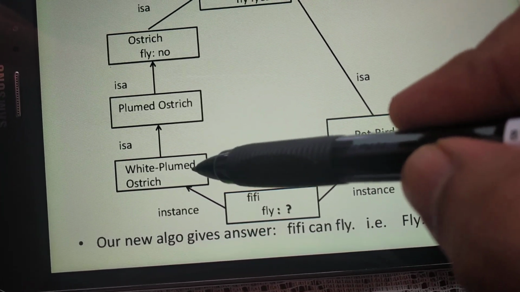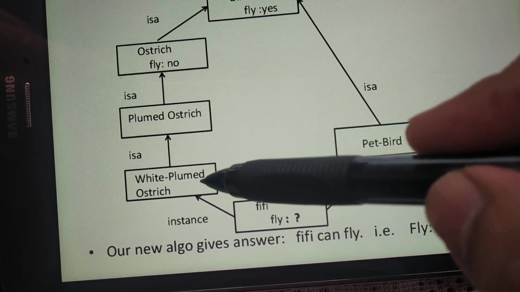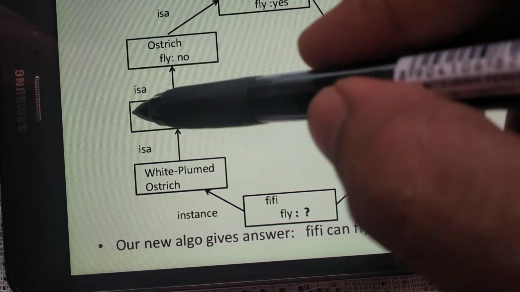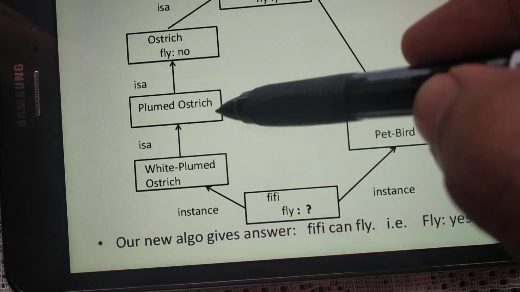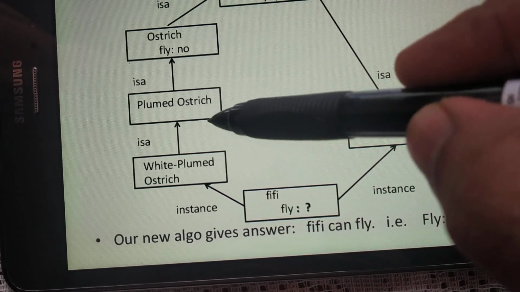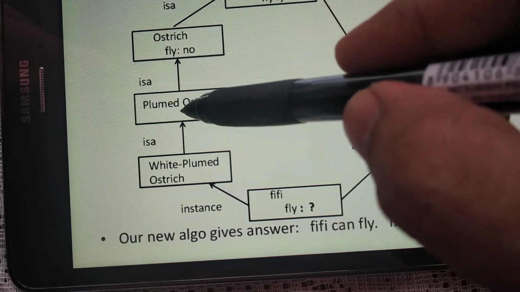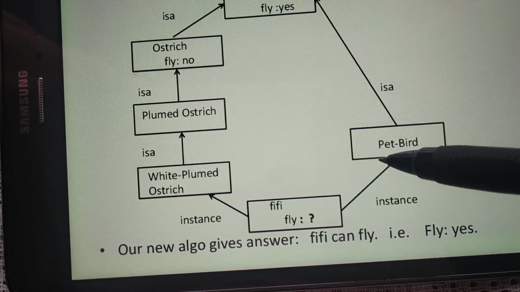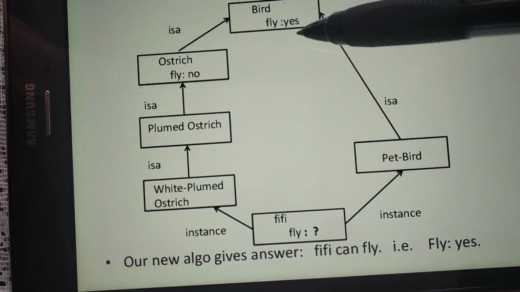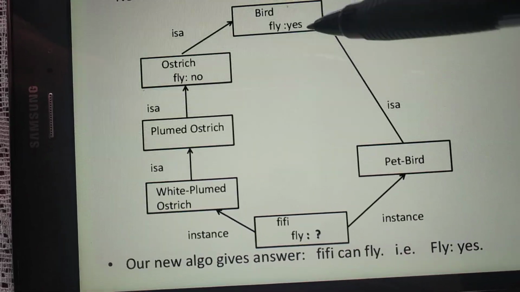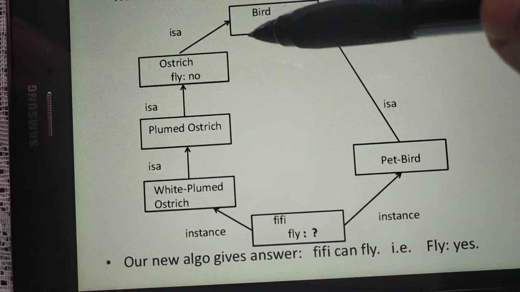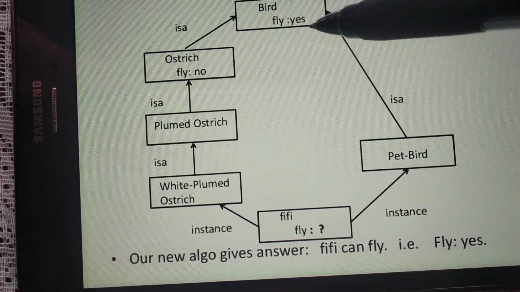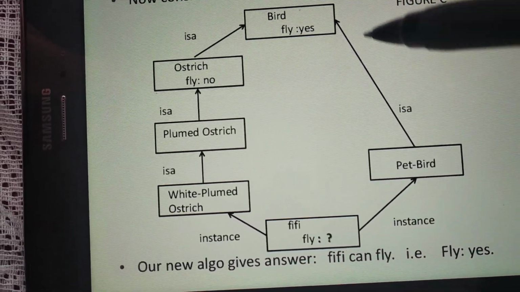Then, since this child was explored first, you continue from here to here, and the next child is explored. Here also the fly attribute does not have any value. Then this node, its child is explored. We reach a bird node with the fly attribute value being yes. So this we have to terminate.